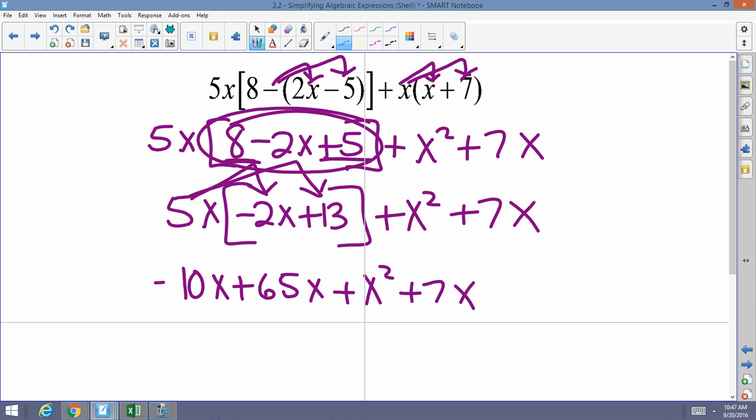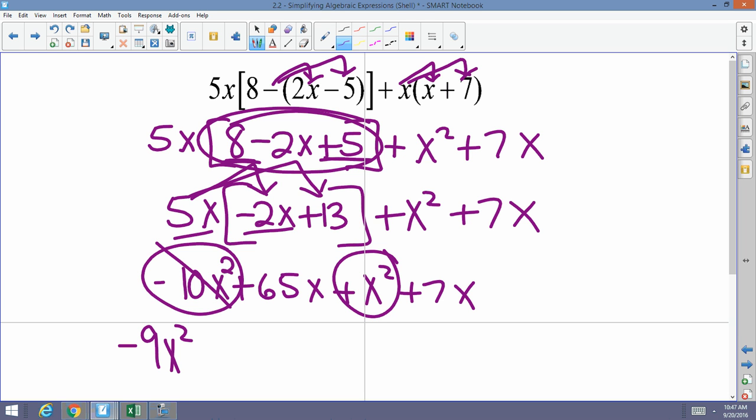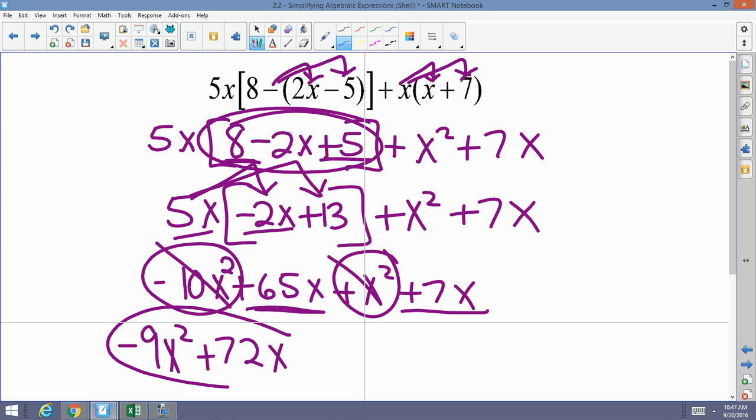Distributive property, you have to know it. I mean, backwards and forwards. And wait, 5x and negative 2x is 10x squared. My bad, my bad. So now, I've got negative 10x squared, and I got a positive x squared. What's negative 10x squared plus x squared? Negative 9x squared. Excellent. And then what's 65x plus 7x? 72x. Fantastic, my brother.